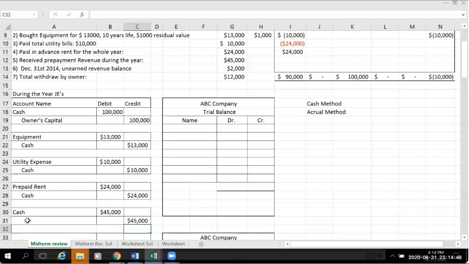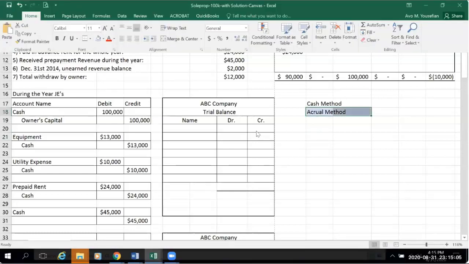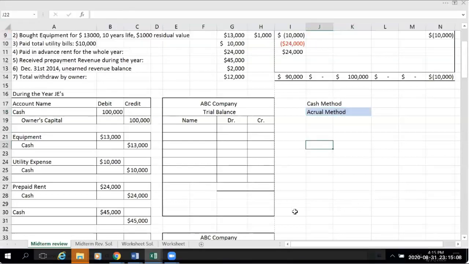But wait, what happened? I got a prepayment. Did I earn it? No, because I'm using the accrual method. Under the accrual method of accounting, we recognize revenue when the job is complete, when the performance obligation is satisfied. At that moment, I can recognize revenue.